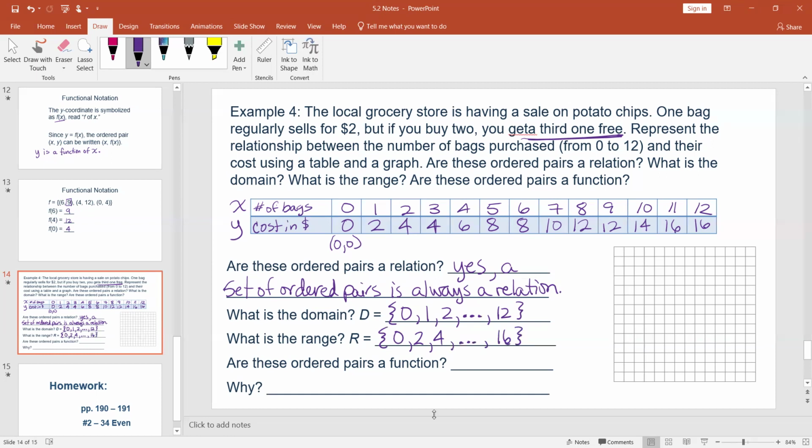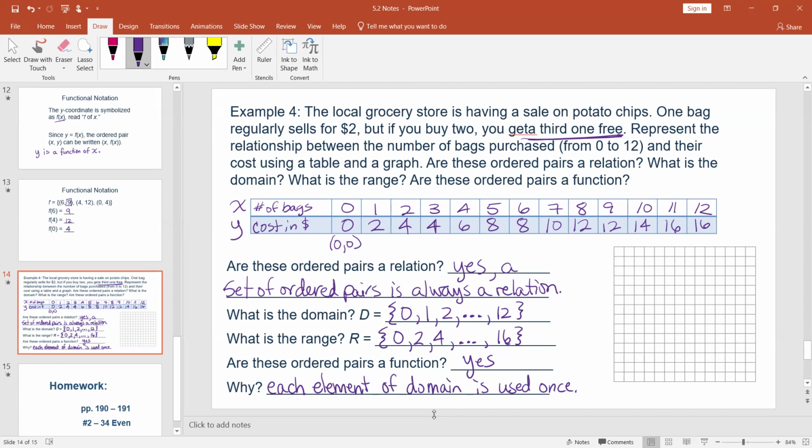Are these ordered pairs a function? Yes, because all you have to do is look at your X. Each domain in each ordered pair is unique to that ordered pair. So each element of the domain is used only once. And so that's how we know that we have a function.